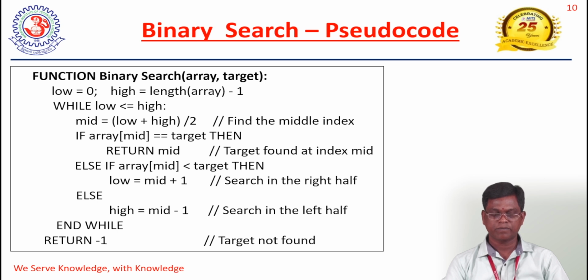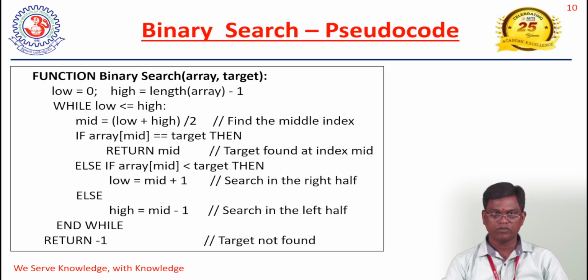Here three cases are possible. The first case is that the value at the mid location may be equal to the target element, then it will return mid as the location where we found the target element. Otherwise, there are two other cases. The target element may be in the lower half or the higher half. If array of mid is less than target, it means the target element is available in the higher half of the elements.